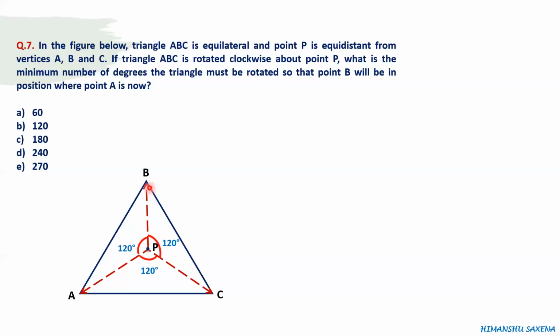So if we rotate this triangle and B comes to A, right? B is rotated till A. Then how much angle is it? It is traveling 120 plus 120, 240 degrees. So our answer would be D, 240 degrees.